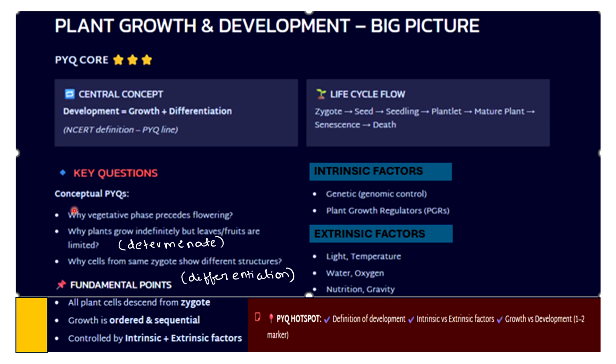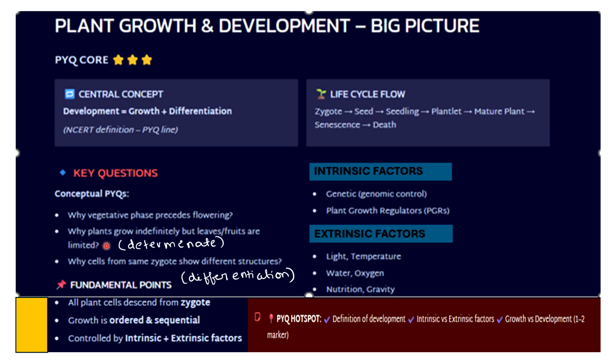Okay, then we have some key questions here. The first one is, why does the vegetative phase precede flowering? The vegetative phase precedes flowering so that plants have a strong structure. It has the essential structure of roots, stems, and leaves, and enough energy so that it can support the energy-intensive process of reproduction. That's why the vegetative phase precedes flowering.